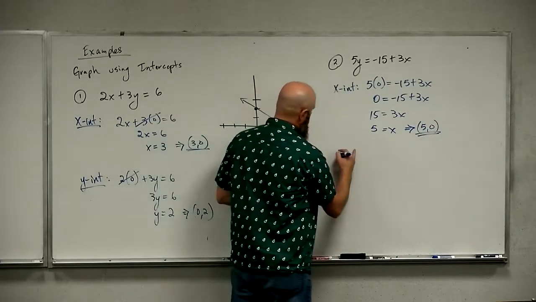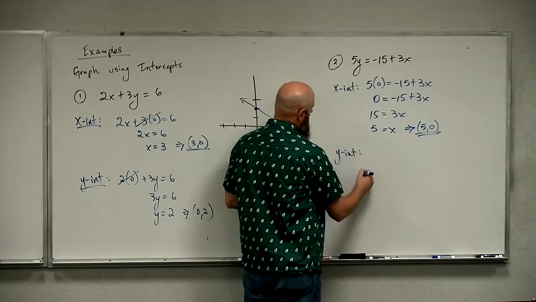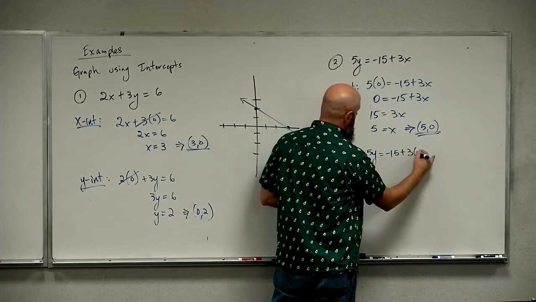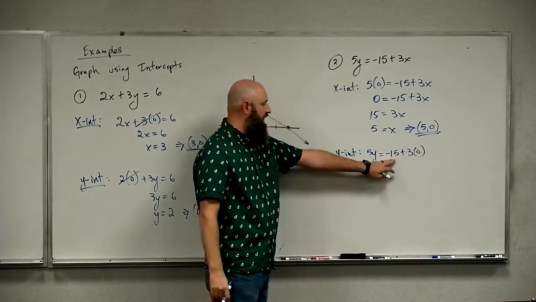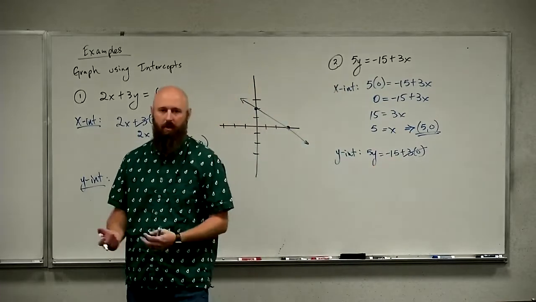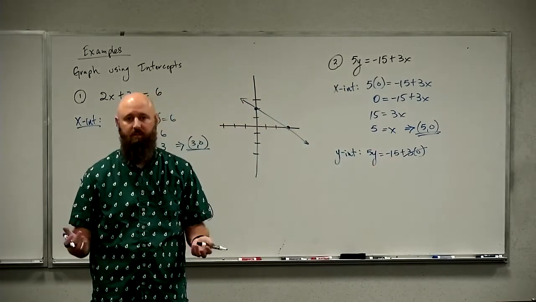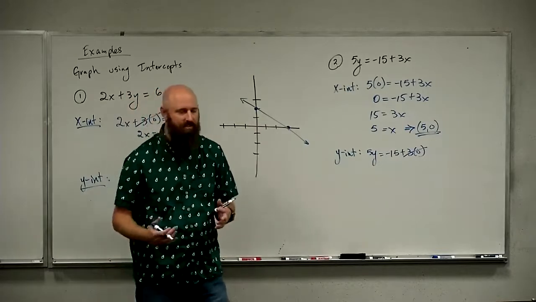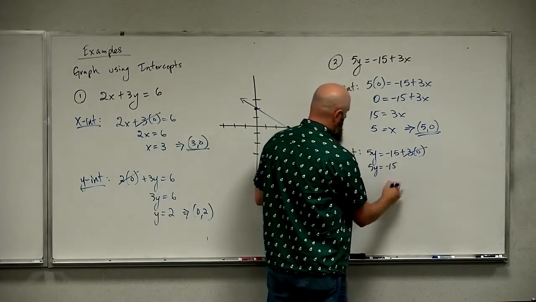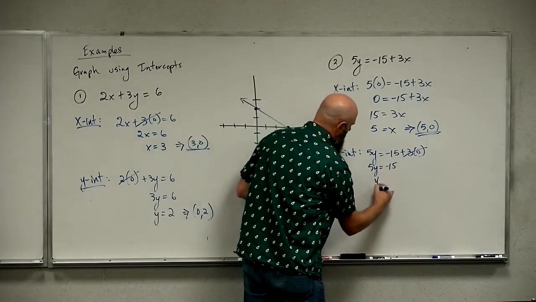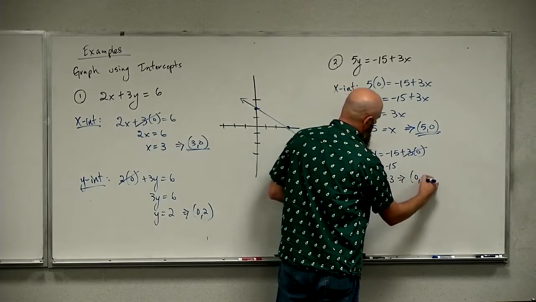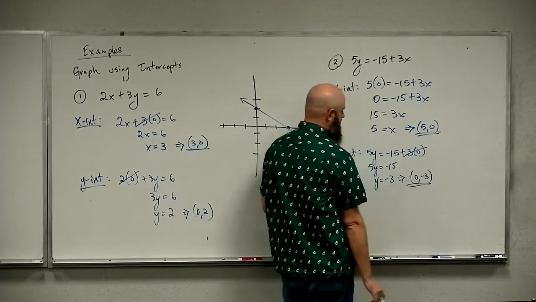Now I need my y-intercept. Okay, so that's going to give me 5y equals negative 15 plus 3 times 0. Now, because this negative 15 is still over here, that's why we can cancel that out, because it becomes a 0. Negative 15 plus 0 is still negative 15. So that's okay to just get rid of it. So 5y equals negative 15. And then we divide by the 5. So y equals negative 3. So that is the ordered pair 0, negative 3. Okay.